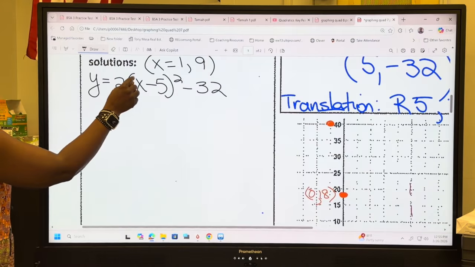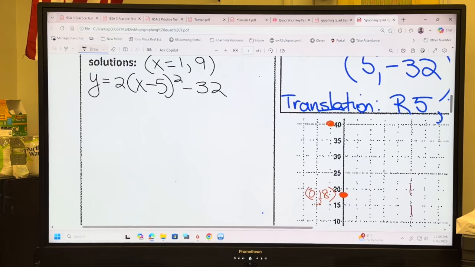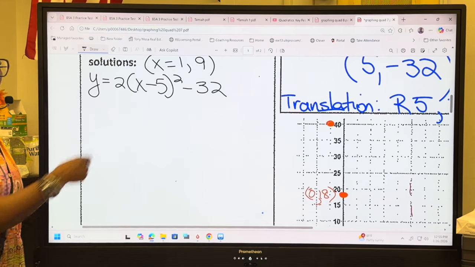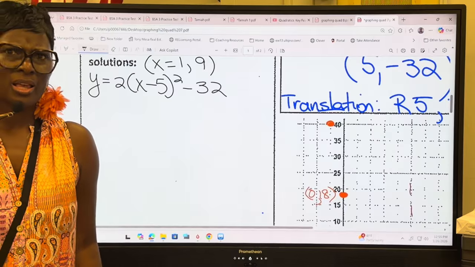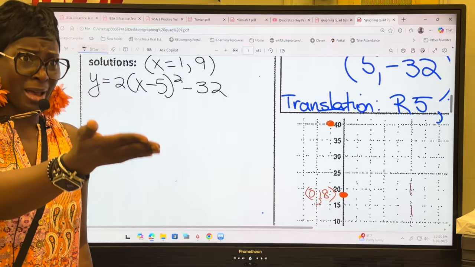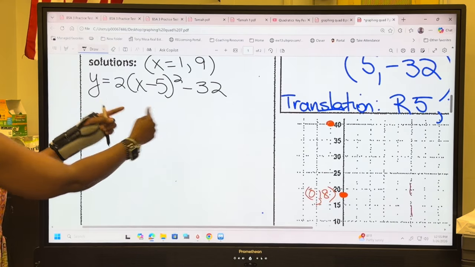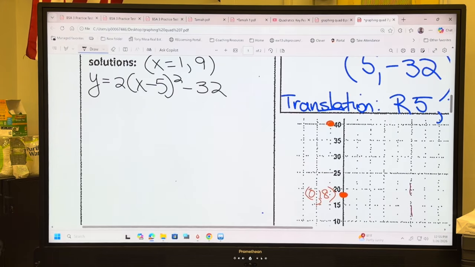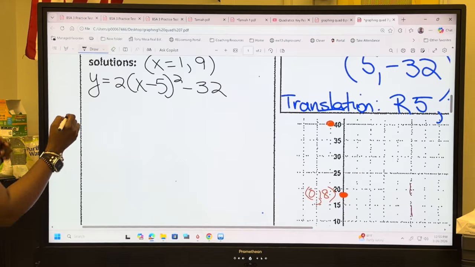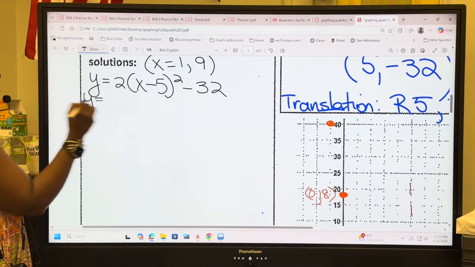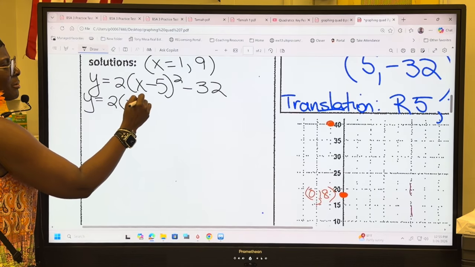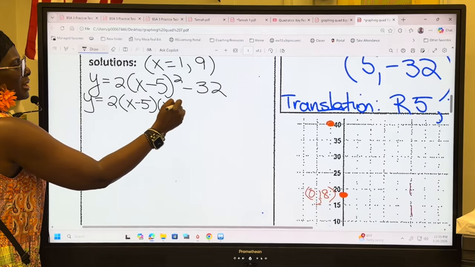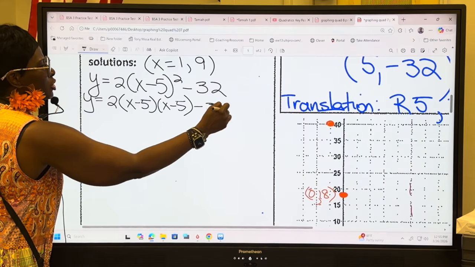What does this mean when it says x minus 5 squared? What does it mean when you say 5 squared? Multiplying it by itself, right? So it's saying this parenthesis, not the 2, not the negative 32, this parenthesis is squared. So doesn't that mean multiply it by itself? So watch what I do. I'm going to put y equals 2 times x minus 5 times x minus 5, minus 32.